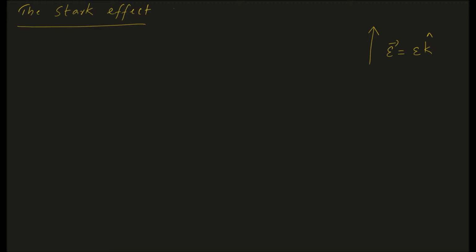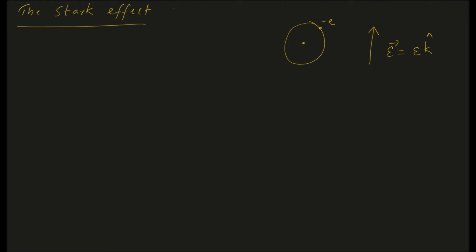Now let's consider a hydrogen atom which is placed in an external electric field acting along this vertical direction. As you know, for a hydrogen atom we have a positive nucleus and an electron revolving around that nucleus. The unperturbed Hamiltonian of the system means the Hamiltonian of the system in the absence of this electric field.